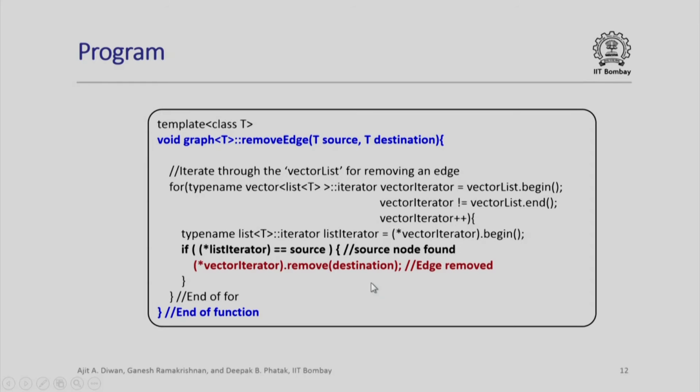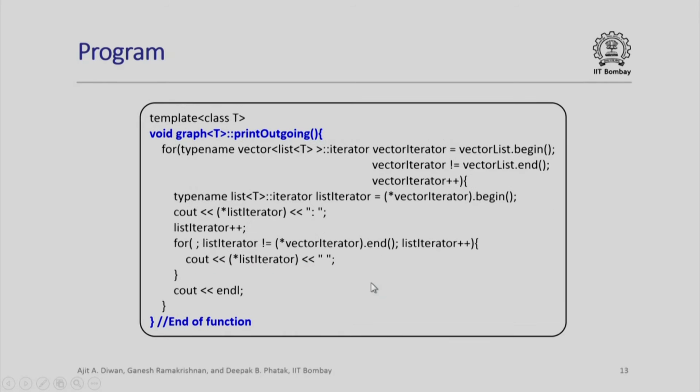We have now seen adding and removing edges and adding nodes. What we need more are a function to print outgoing edges and a function to print incoming edges. Once again, the print outgoing edges function is simply written using the same iterator. For each visit of the particular list, we set this to begin of the vector iterator, and we output the list iterator pointed thing, and we add 1 to the list iterator. That is because within each list there could be multiple edges.